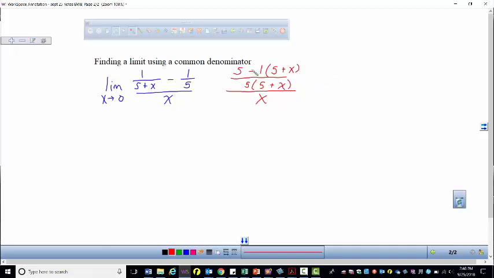And then you simplify. So what you have to be careful of, and where the most mistakes are made, is right here. You have 5. This negative sign has to go to both of these. So it's minus 5 minus x over 5 times 5 plus x, all over x. So then this 5 minus 5 is going to cancel. So I have negative x over 5 times 5 plus x over x.